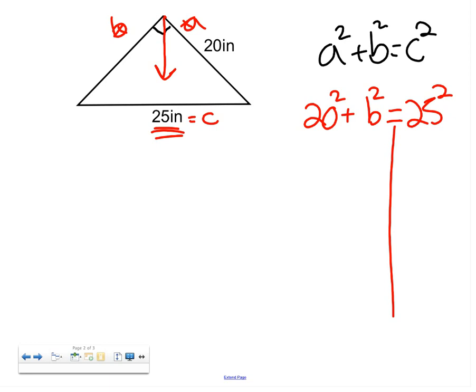Well, 20 squared is 400. I'll do that first. Bring down my b squared. Bring down my equals. Then I'm going to do 25 squared, which is 625.